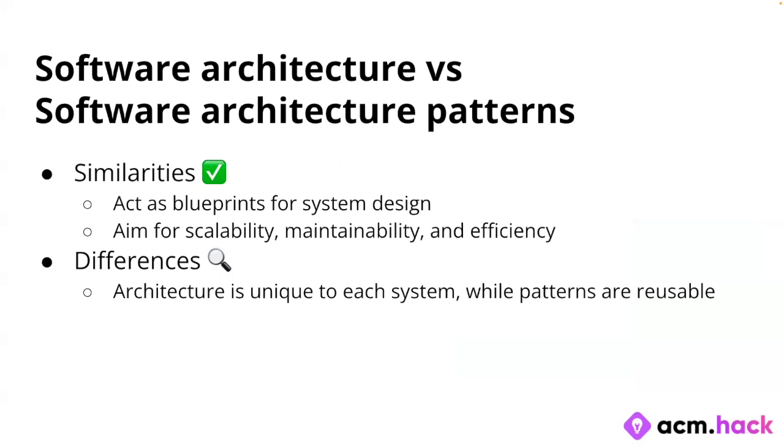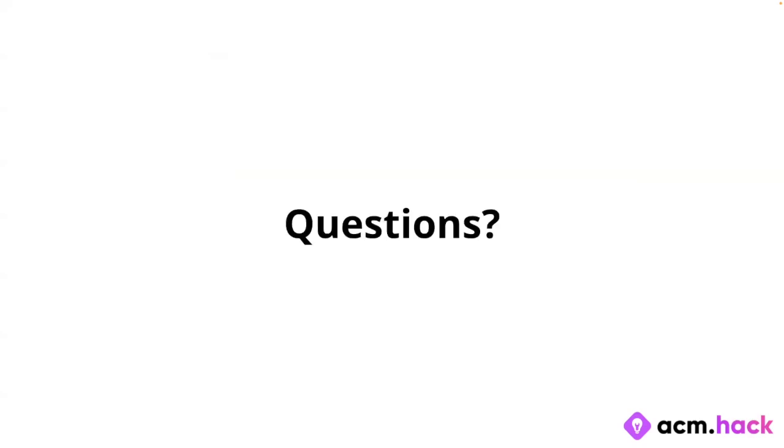So yeah, I guess just as a clarification, there are differences between software architecture and software architecture patterns. I guess the similarity first, sorry. The similarity, they both act as blueprints for system design in terms of software, and they both aim for scalability, maintainability, and efficiency. However, architecture is unique to each system. So I can basically just plot out the architecture of this specific app that I am using right now, whereas the patterns are more reusable in general. Maybe these two apps have different details in terms of their architecture, but they're using the same pattern.